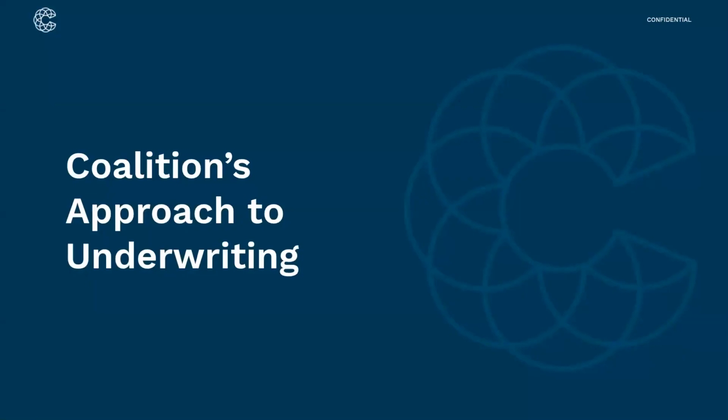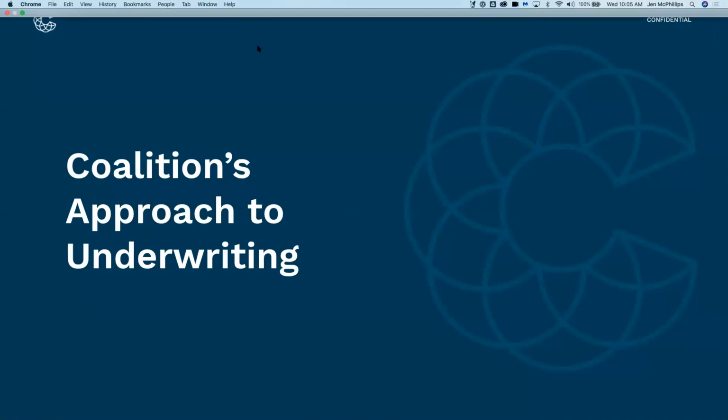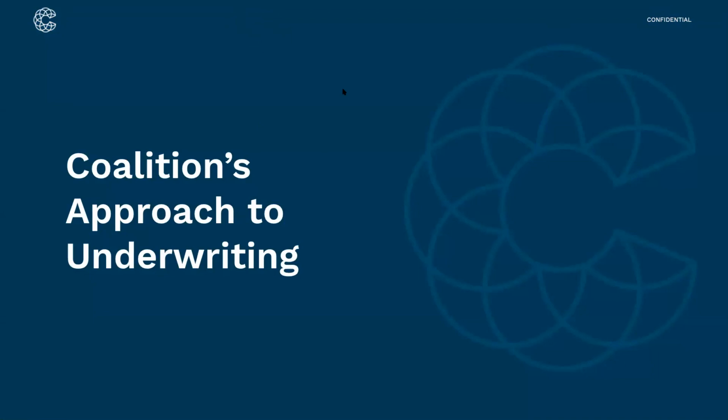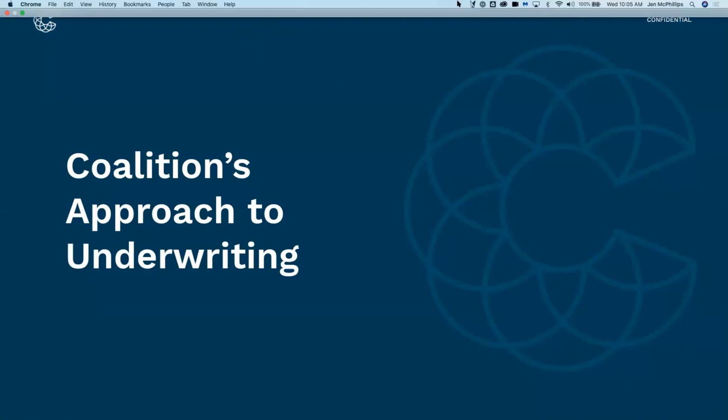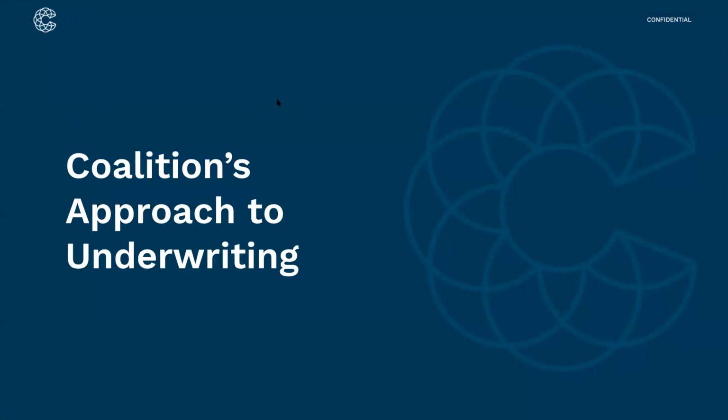All right, I'm going to turn it over to my colleague, Sean, to talk about our underwriting approach. Thank you, Jen. Appreciate the opportunity to be on the webinar and tell you a little bit about how we underwrite. As Jen mentioned, what I'd like to do is just give you a brief overview of how we think about Coalition and our underwriting process. We'll then show you the technology, and we'll come back together and I'll describe how the technology really assists us in making risk-based decisions.